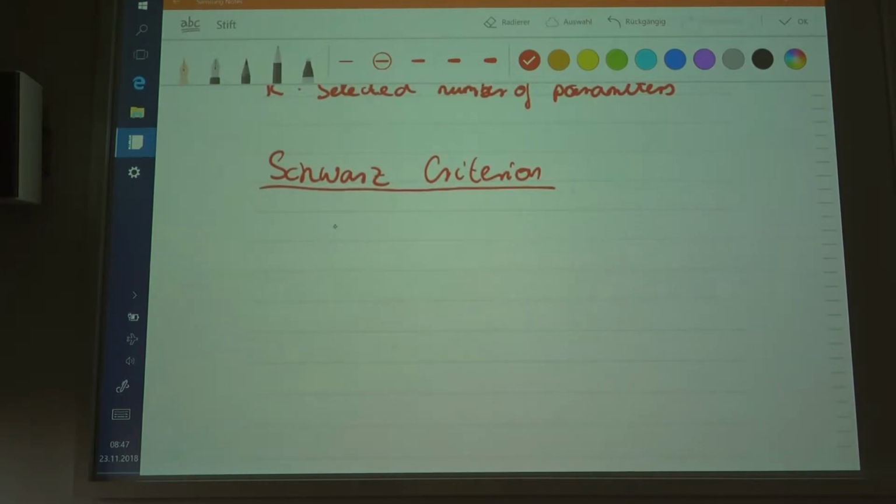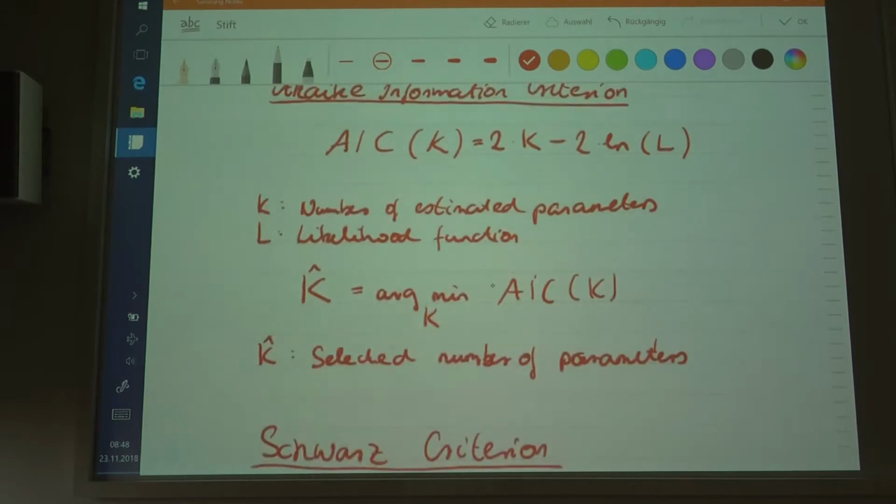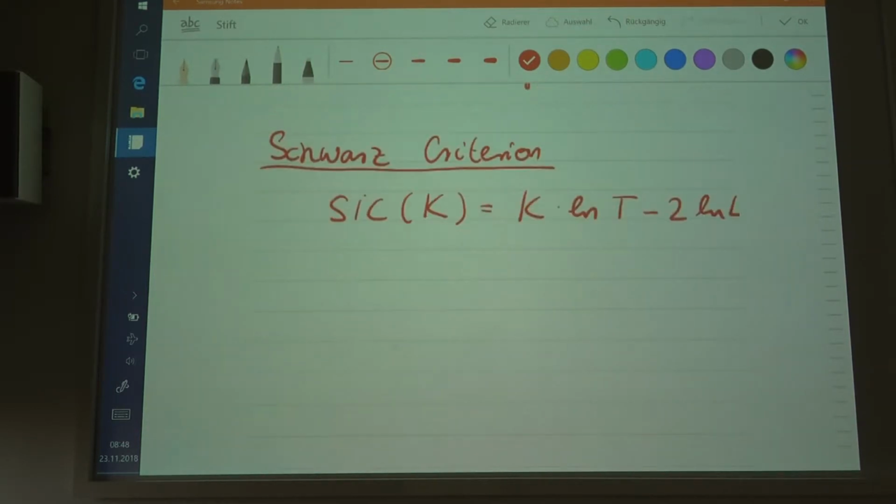And I call this SIC, for the Schwarz information criterion, depending on the number of estimated parameters. And this is just k times ln of T, minus 2 times ln of the likelihood function. So here k is, of course, the number of estimated parameters, but here capital T is the number of residuals.